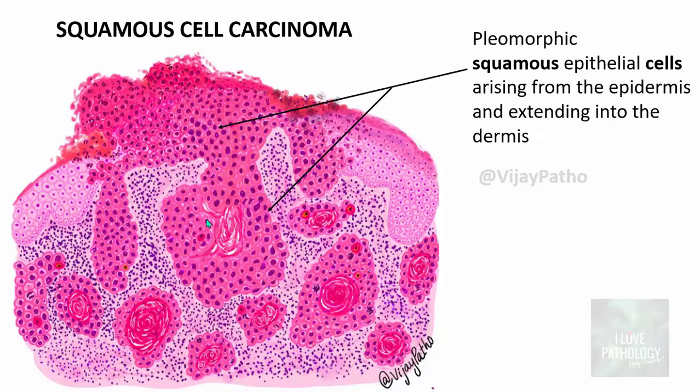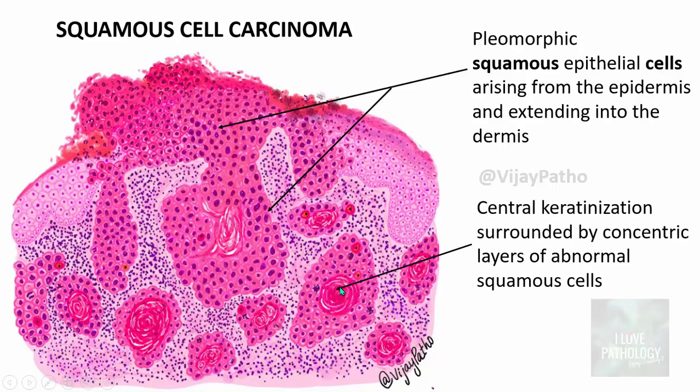Histologically, squamous cell carcinomas contain pleomorphic squamous epithelial cells. They arise from the epidermis and then extend deeper into the dermis. You also find evidence of keratinization. This is keratin arranged in concentric layers surrounded by abnormal squamous cells, and that is known as a keratin pearl. A keratin pearl is one of the diagnostic features of squamous cell carcinoma, apart from finding these tumor cells extending from the epidermis into the dermis.